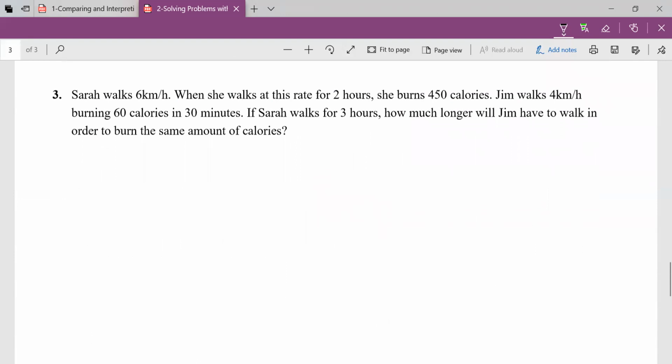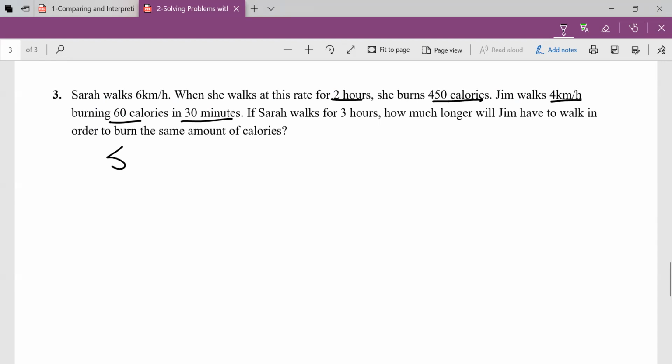Okay, one last one here. Sarah's walking 6 kilometers an hour. When she walks at this rate for 2 hours, she burns 450 calories. Jim walks 4 kilometers an hour, burning 60 calories in 30 minutes. So if Sarah walks for 3 hours, how much longer will Jim have to walk in order to burn the same amount of calories? Okay, well, first off, let's figure out our unit rate here.